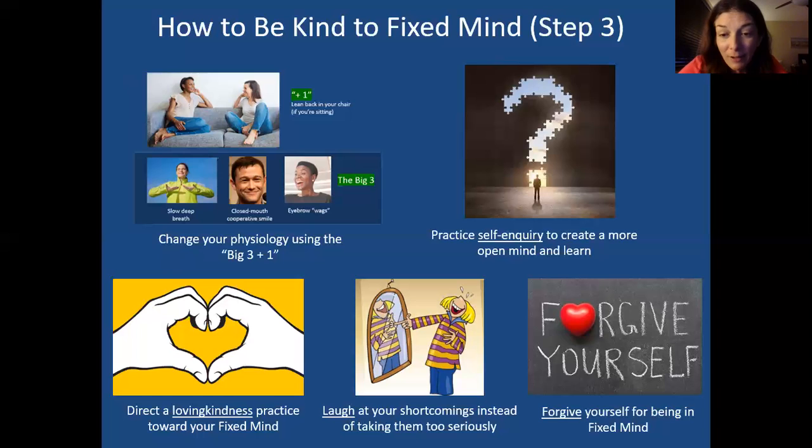And then finally, forgive yourself for being in fixed mind. Chances are it's been a long-standing habit. You just automatically go into it without even thinking about it. Chances are it's going to take a while to undo it a little bit. So be patient with yourself, forgive yourself. You didn't mean to do it, you just did it. So try to let things go, not obsess over the fact that you were in fixed mind.